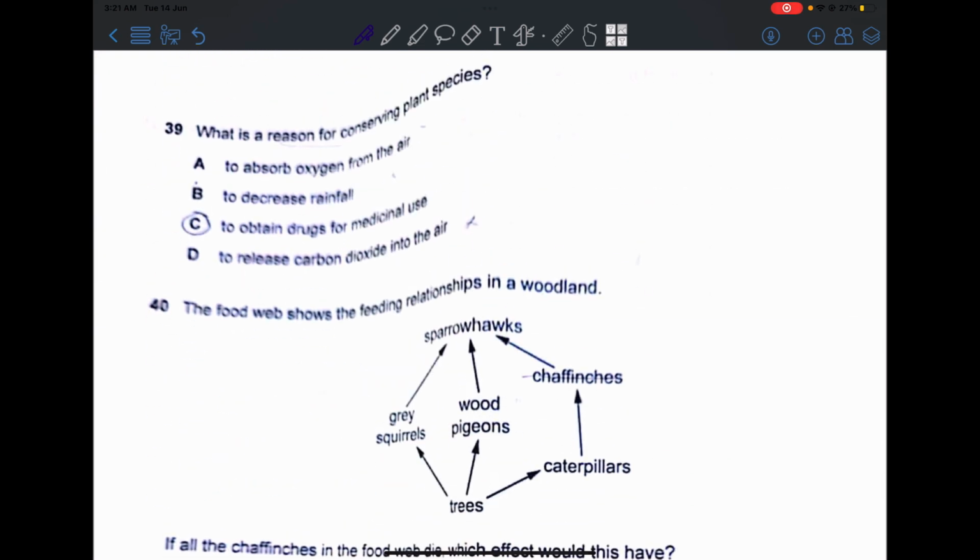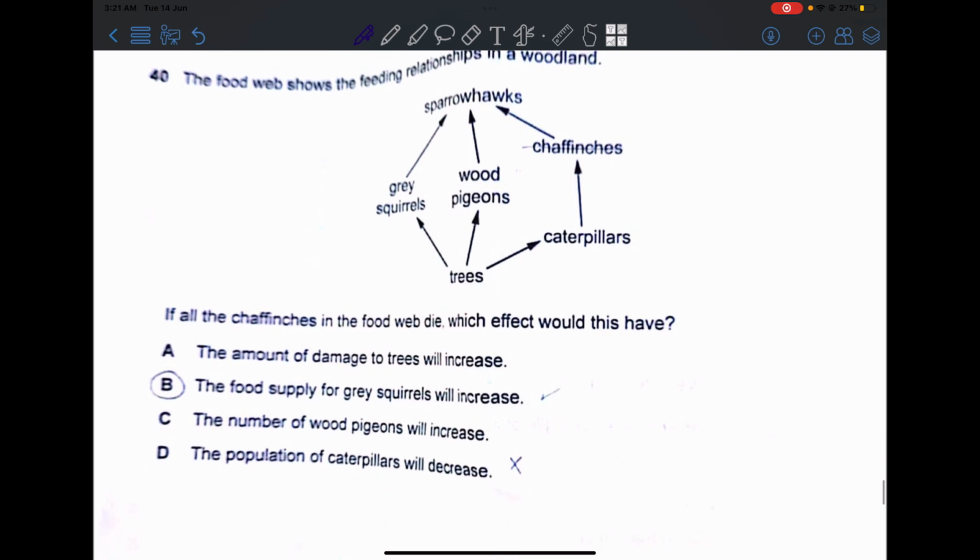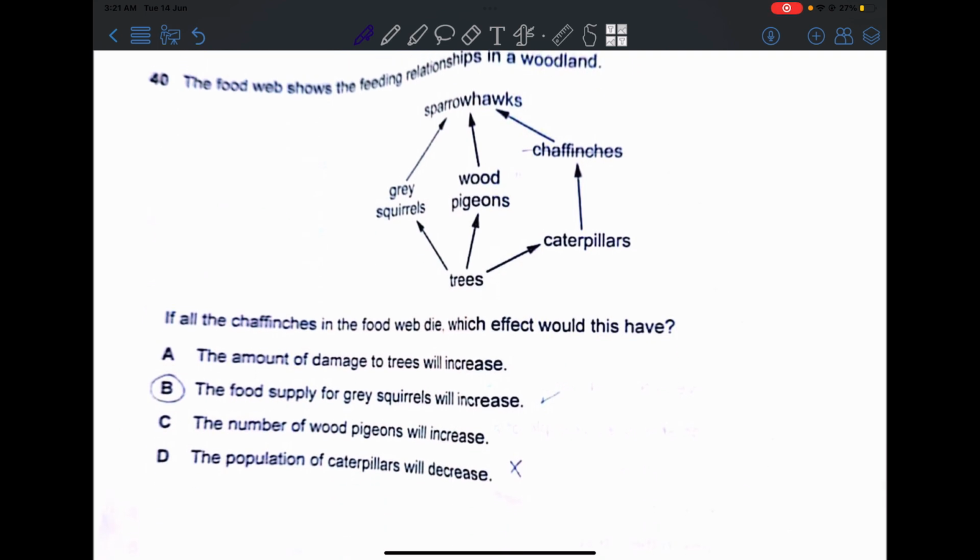39. What is a reason for conserving plant species? Now we know that there are several reasons to conserve plant species, maybe for tourism, maybe for medicinal use, maybe for other reasons. Also maybe to prevent extinction and provide more genetic variation in the gene pool. So there are many reasons actually. So we're going to be choosing one of the reasons that we took in our syllabus, which is to obtain drugs for medicinal use.